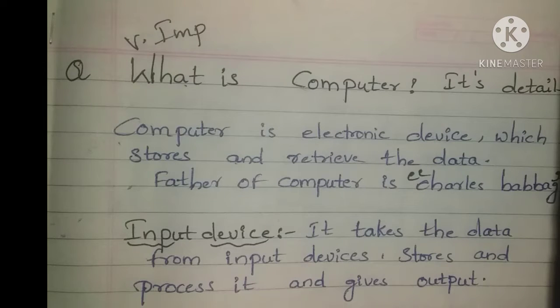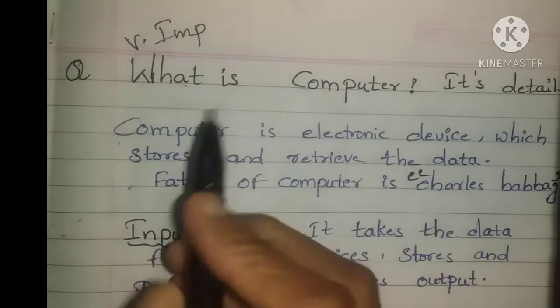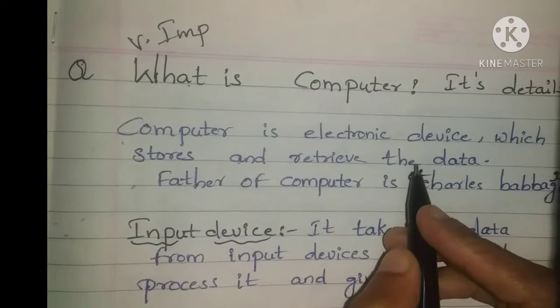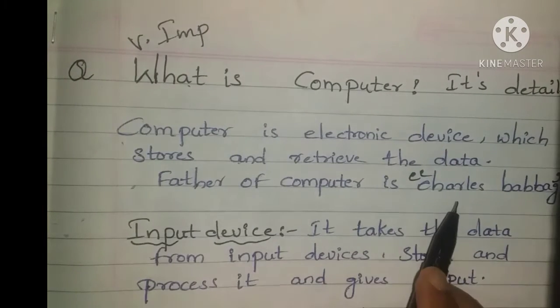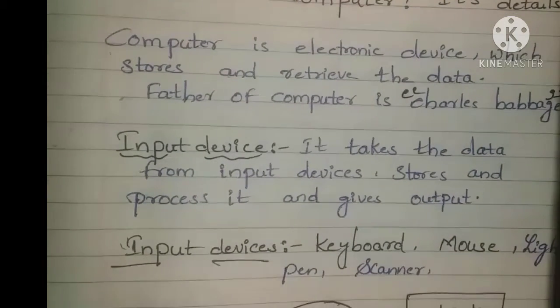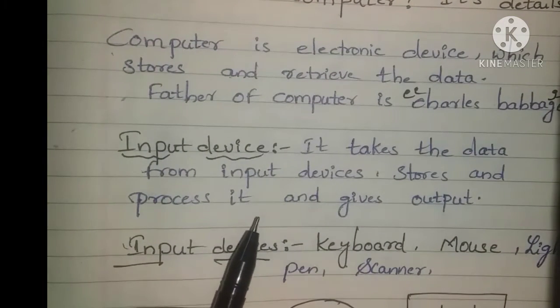So today we are going to learn about what is a computer and its detail. So, computer is an electronic device which stores and retrieves the data. So the father of computer is Charles Babbage. So in computer, there are input devices and output devices.